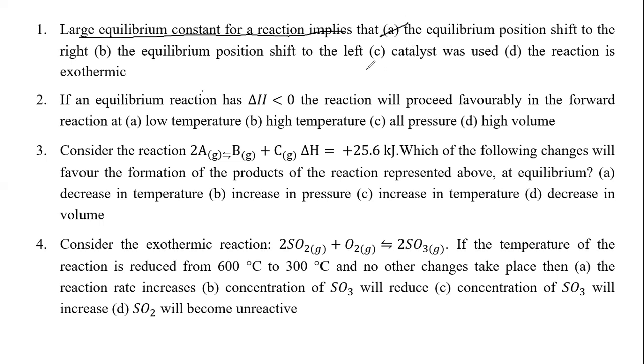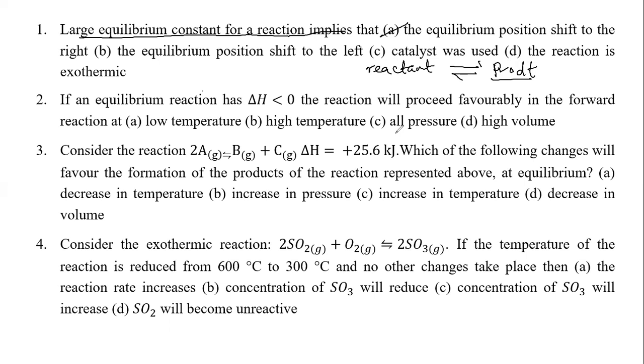So when you have an equilibrium reaction, you have reactants on the left and the product on the right. So when they say the reaction position shifts to the right, it means that more product is formed. It means that the forward reaction is favored.